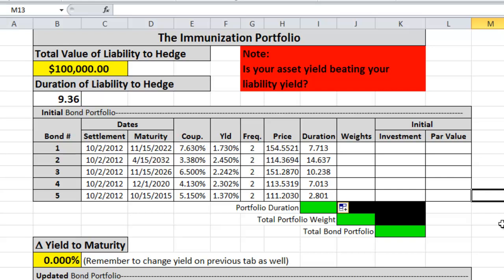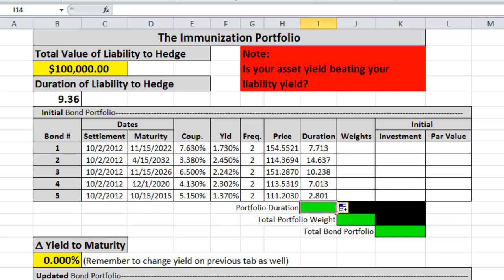Now remember, the whole idea of what we're trying to accomplish here is we want to immunize our liability. When we say immunize, we mean hedge against interest rate risk. So, right, if interest rates drop in the CD market, the value of that liability is going to go up, then we would like to see the value of our portfolio of bonds go up by the exact same amount to precisely offset the increase in our liability.